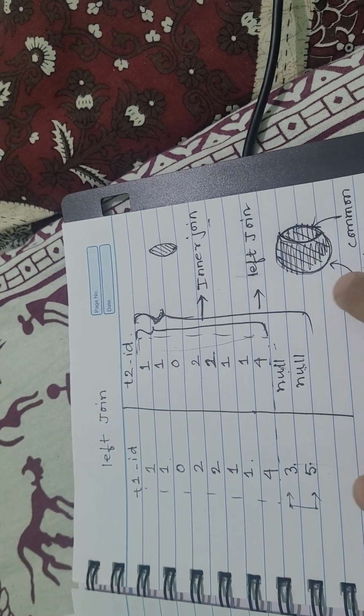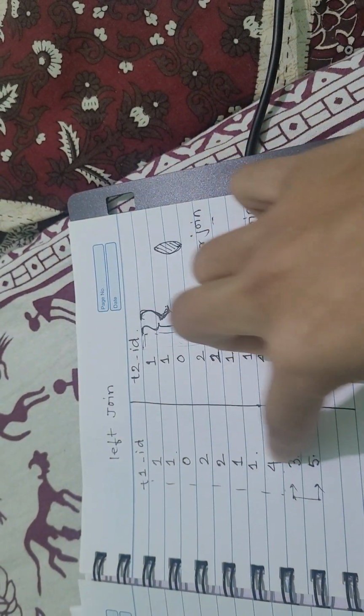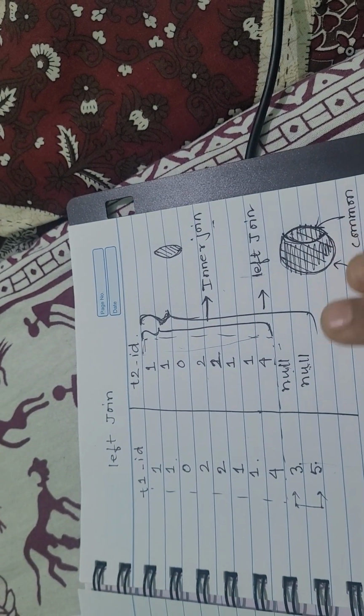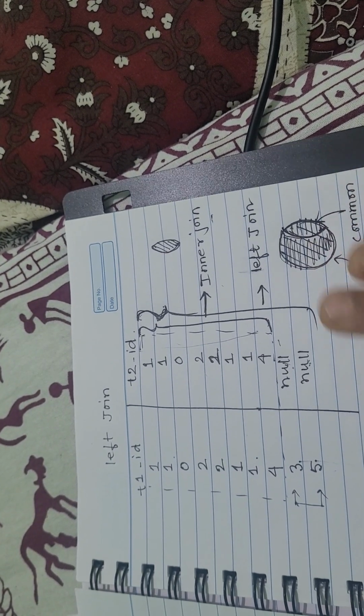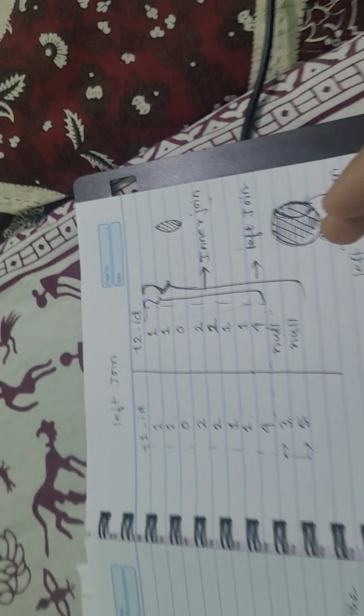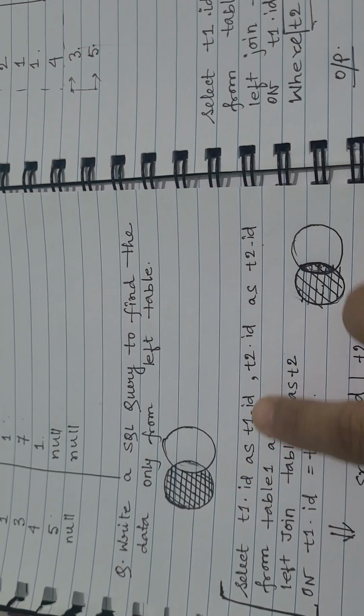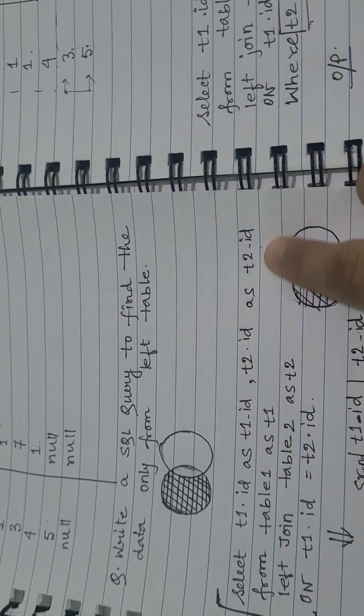Now from this, if I want to select only t1.id, that will also come. Or if I want to select both the columns, that will also come, but since they are from different tables, we have to mention that in this similar format. Here I have written select t1.id as t1.id, t2.id as t2.id. So that is what is coming.